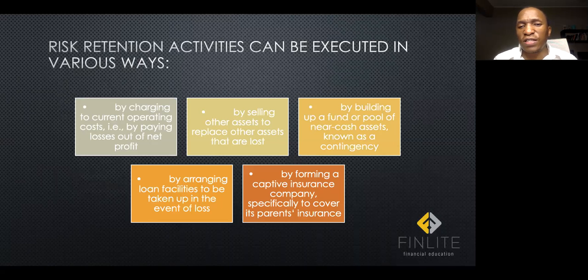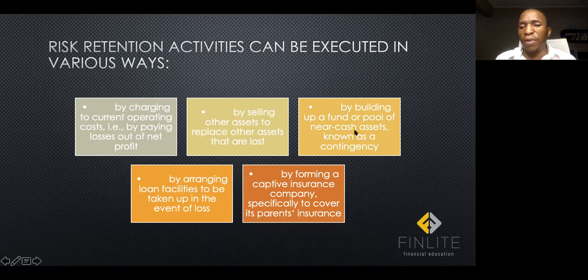Risk retention activities can be executed in various ways. By charging to current operating costs, you might do the risk retention. By paying losses out of your net profit, for instance, that could be a risk retention method. By selling other assets to replace assets that are lost, that could be a risk retention method. If something gets damaged, sell assets and make sure that we replace whatever is lost.